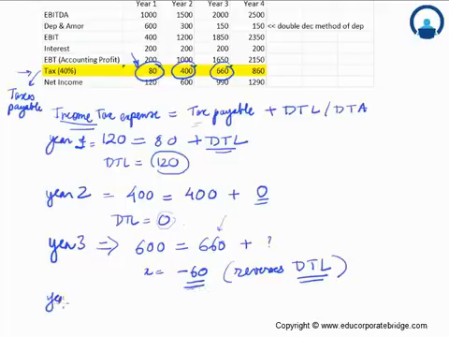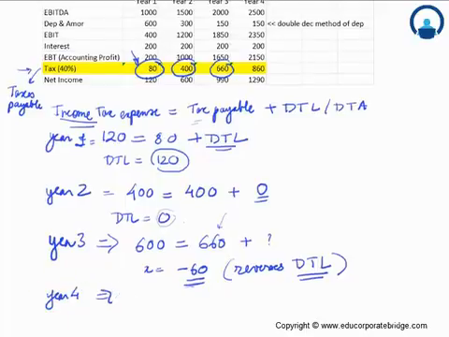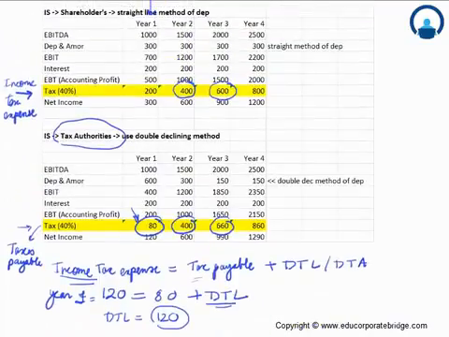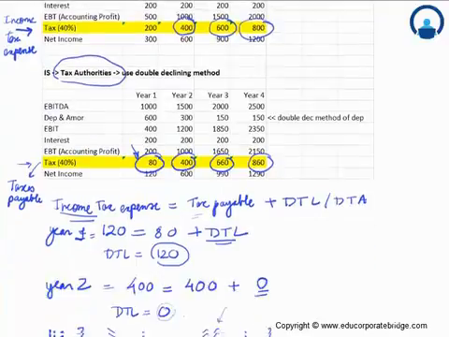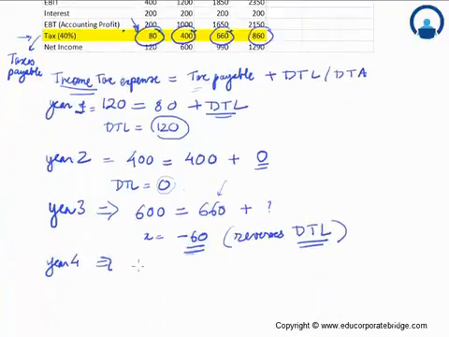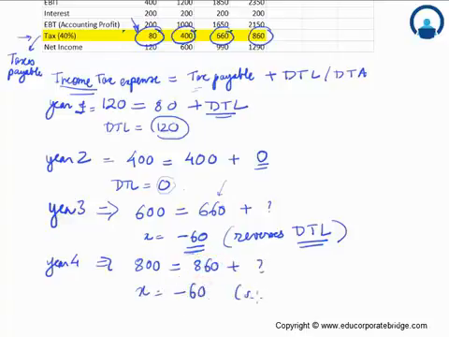Okay, now let's take year 4. In year 4 we note that the tax which we have shown is 800 and we have paid more, that is 860. So again the same situation arises like what we have seen in year 3. This was 800, this is equal to 860 plus some number, and x equals minus 60. This means this will reverse your deferred tax liability.